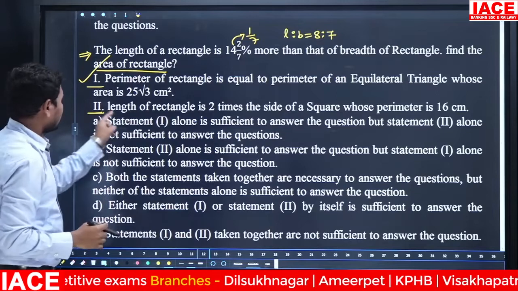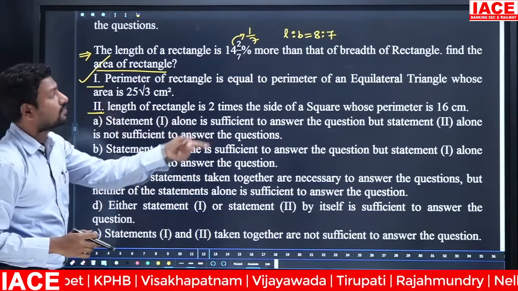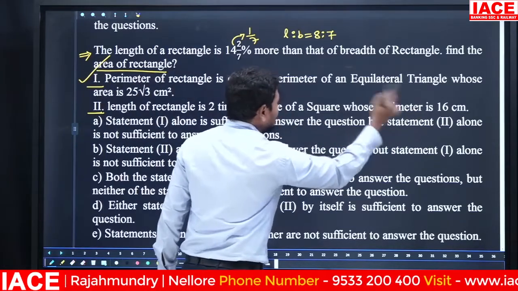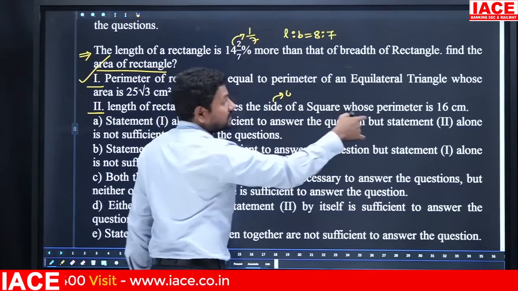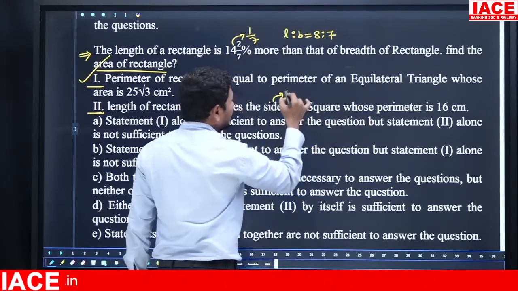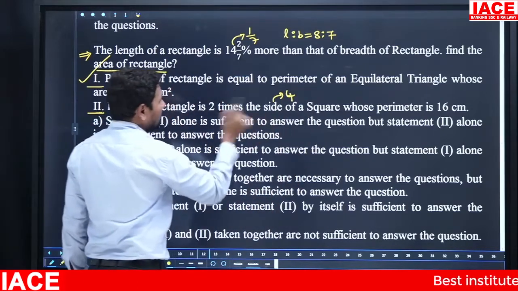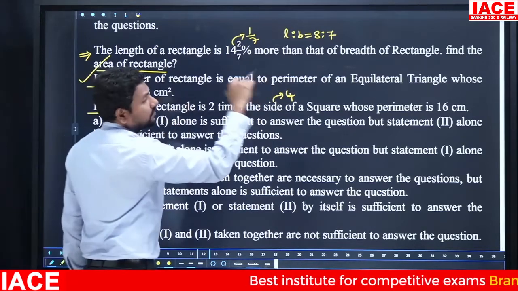Statement 2. The length of the rectangle is 2 times the side of a square whose perimeter is 16 centimeter. Square whose perimeter is 16 means side is how much? Then side is equal to, here 4 sides. 4a is equal to 16. Then a is equal to 4. The length of a rectangle is 2 times this side. 2 times this side means length is equal to how much here? 8. Then length is equal to 8 means breadth is equal to 7.